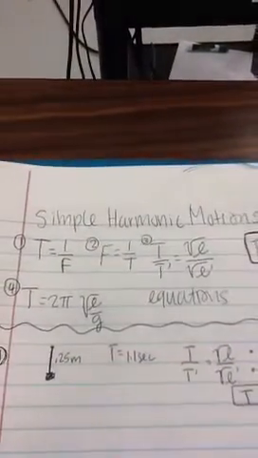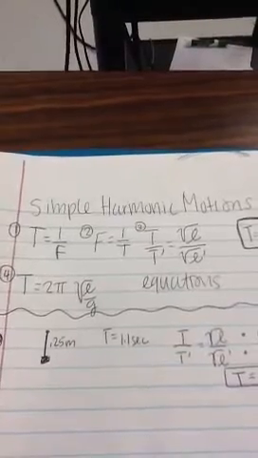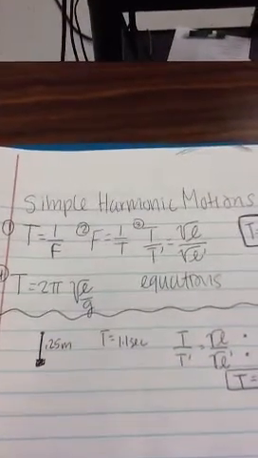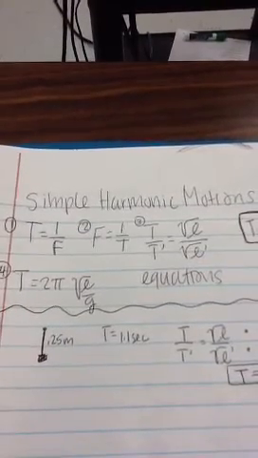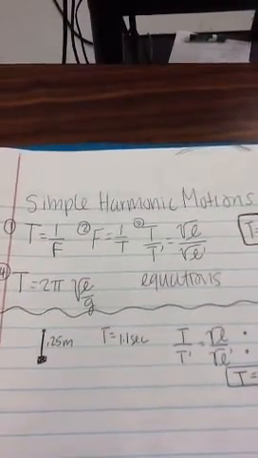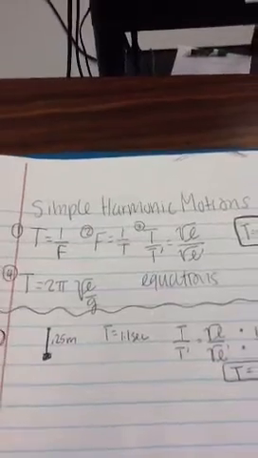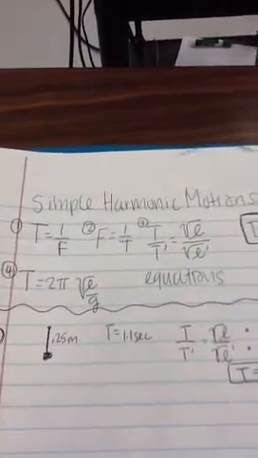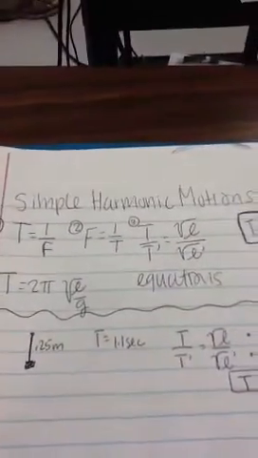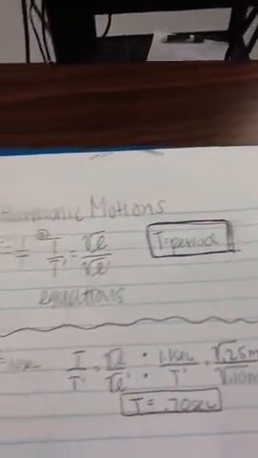The period is equal to 1 over the frequency. So if you know how many vibrations per second that you've got, if you say 1 and divide it by that, that will give you the period. The next one says frequency equals 1 over the period. So if you know the period of a pendulum and you want to know its frequency, you take 1 and divide it by that value.